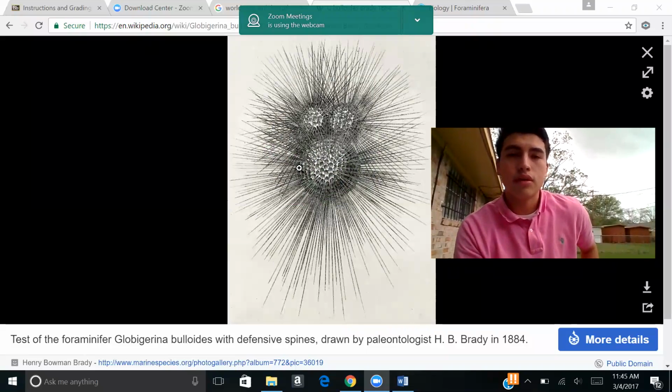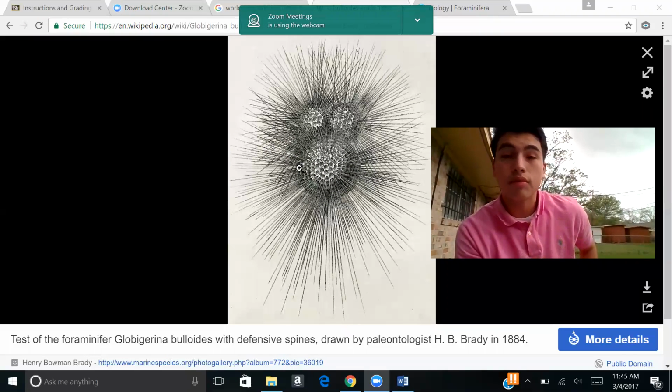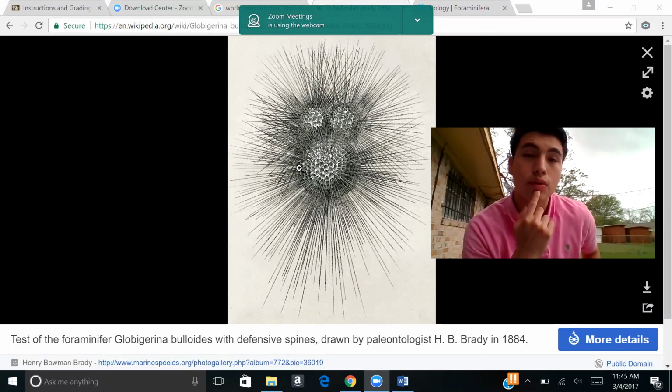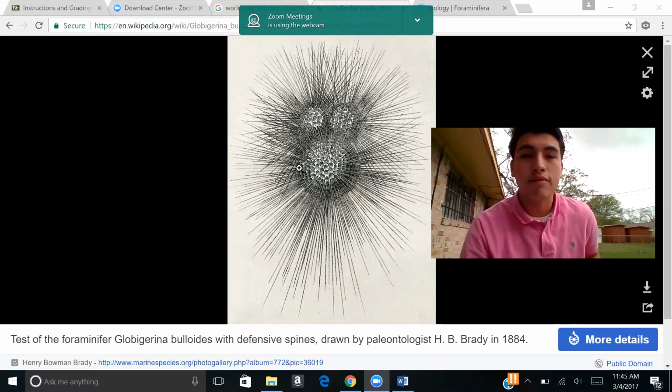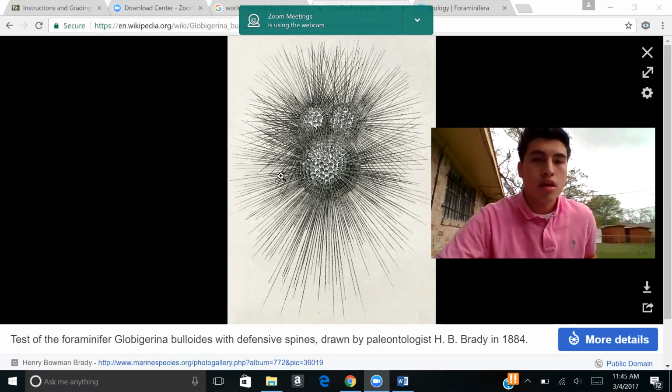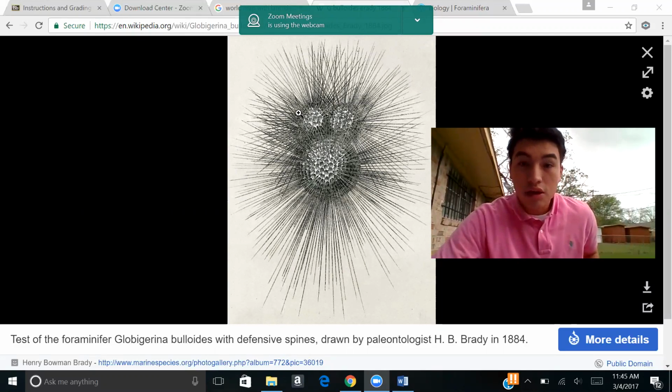By the way, this protist is actually heterotrophic, so it does use this thread-like pseudopodia to eat its food or its prey via phagocytosis. And just to elaborate more on this shell, the shell here is actually called a test, and it's made out of calcium carbonate. So, fun fact right there.